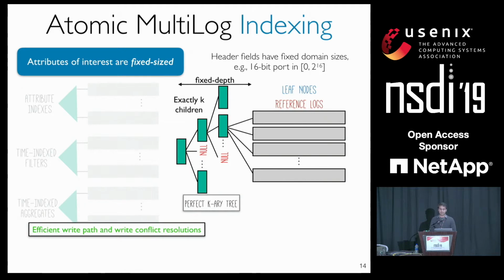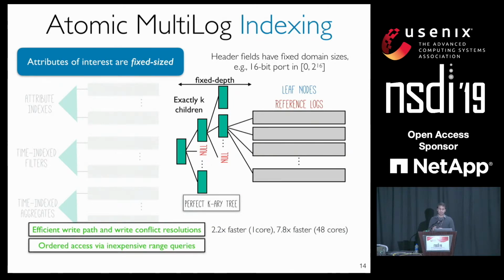Now, by using this efficient indexing data structure, not only is the write path significantly simplified and has much lower overhead than traditional data structures, but we can also provide very efficient resolution of concurrent write operations on the index structure. And this allows us to achieve performance that is 2.25 times faster compared to state-of-the-art lock-free data structures for indexing on a single core, and as much as 8 times faster across 48 cores. Moreover, this index structure also allows ordered access to the index data using inexpensive range queries. Again, the performance for this particular query, because of our simple index structure, is almost 5 times faster than traditional state-of-the-art lock-free data structures. Again, I want to point out that we are only able to achieve this because we specifically index only fixed size attributes and do not have to consider general arbitrary size attributes.